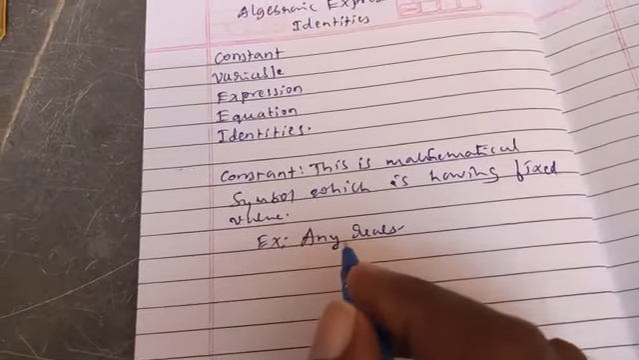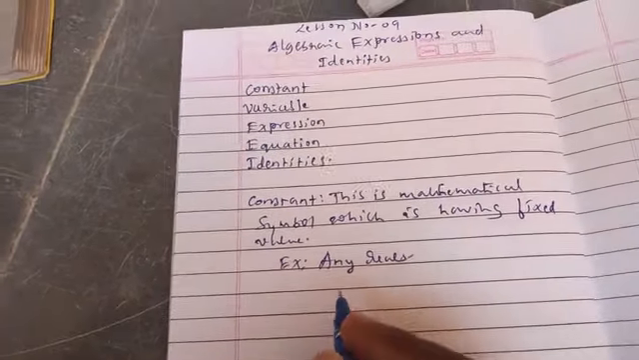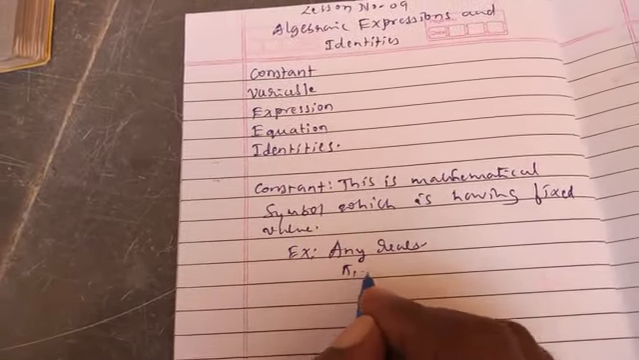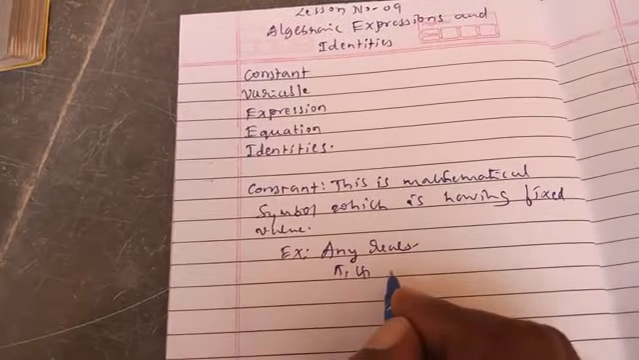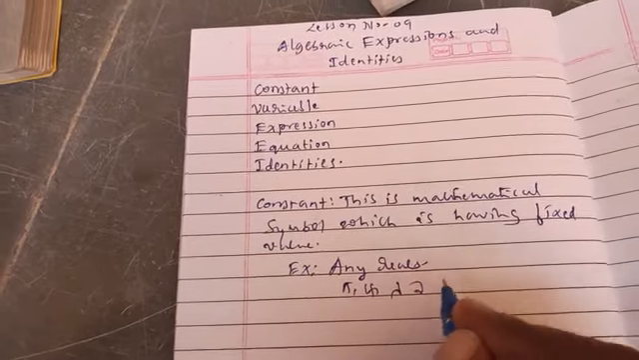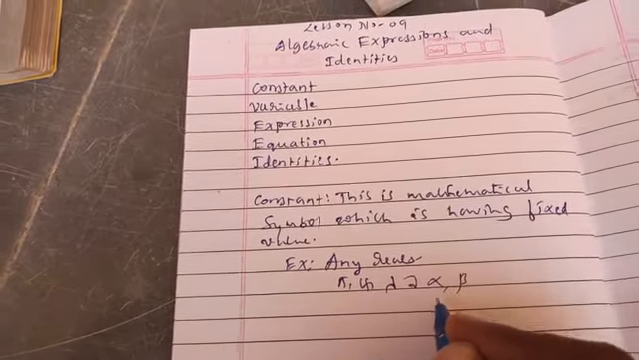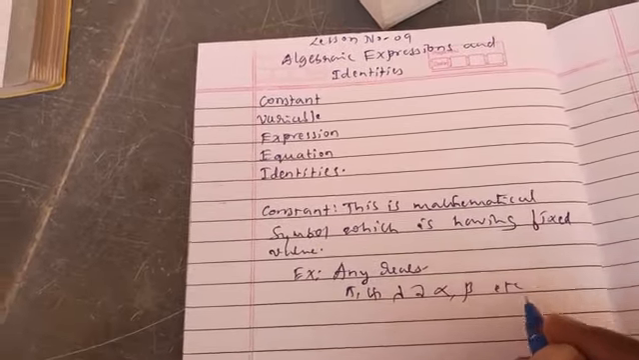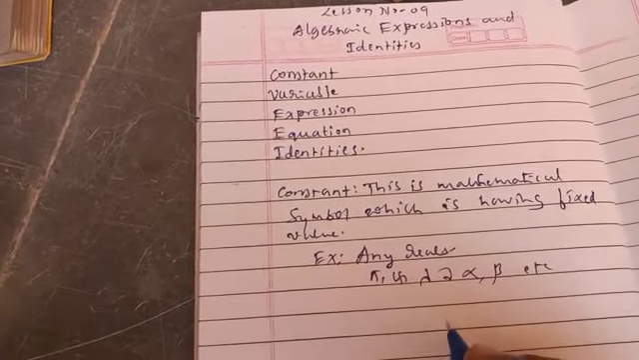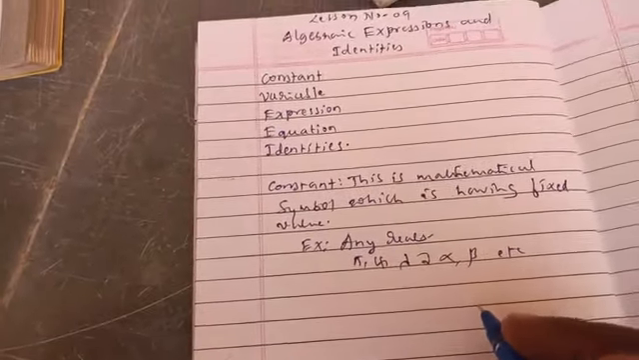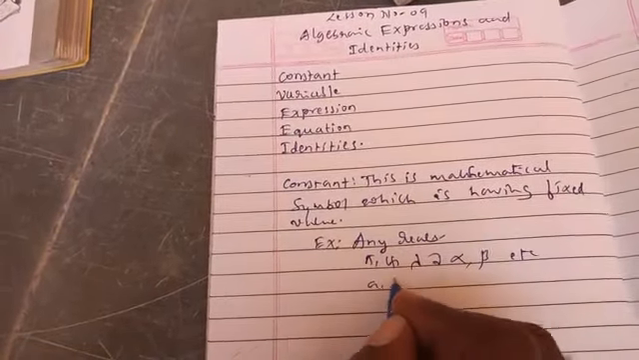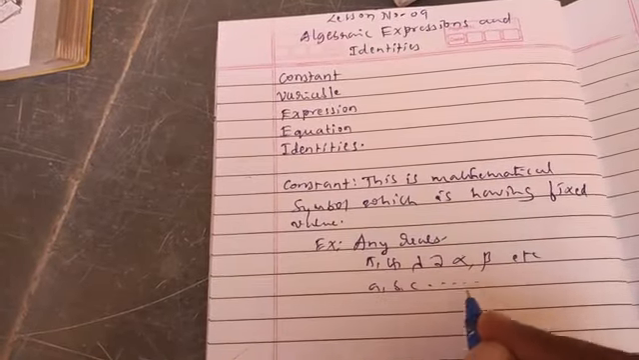Okay, and some Greek constants are there. Greek constants like pi, its value is 22 upon 7. Psi, this is lambda, this is gamma, this is alpha, this is beta, etc. These are some Greek constants. These are also called constant terms. To represent these constant terms, we can use a, b, c, and so on.